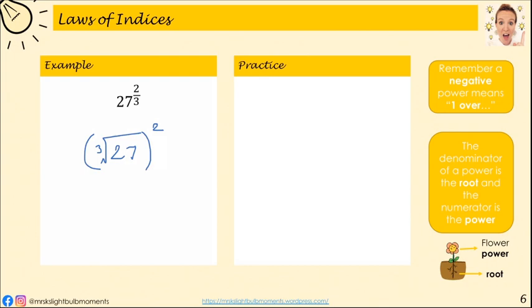So you think, is it 2? 2 times 2 times 2? No, that's 8. Is it 3? 3 times 3 is 9, times 3 is 27. Yes. So if you don't know them, guess it. But the more practice you do, you'll get really familiar with them. So our answer is 3 squared, which is 9.